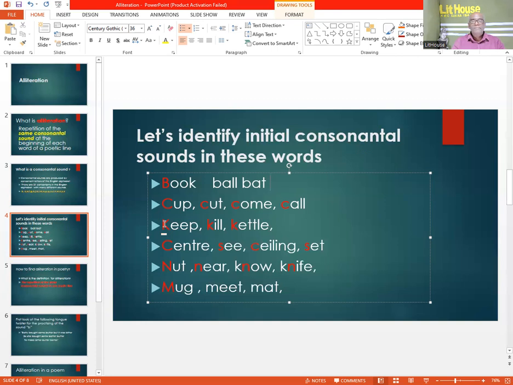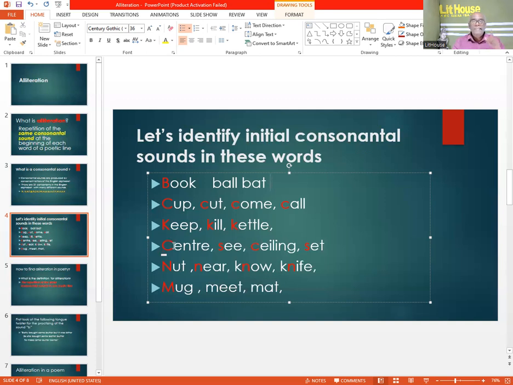Next example: keep, kill, kettle. Now there you see K. The sound is K, the letter is K. Keep, kill, kettle.